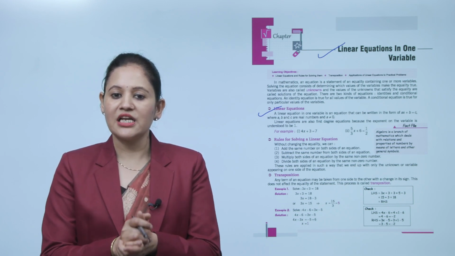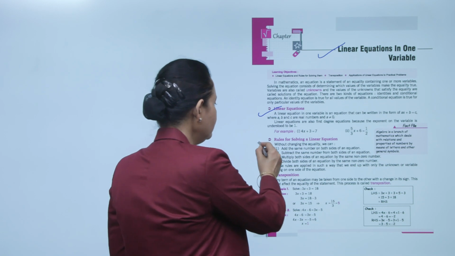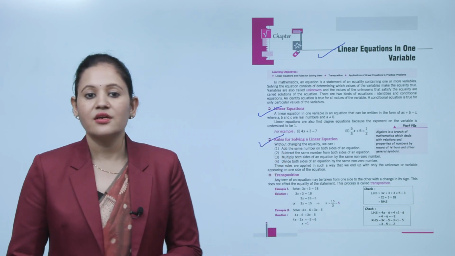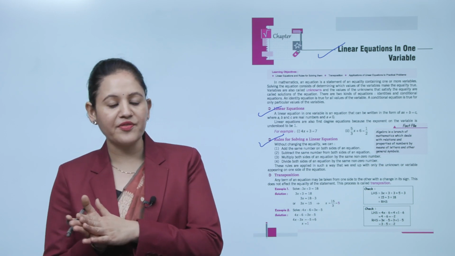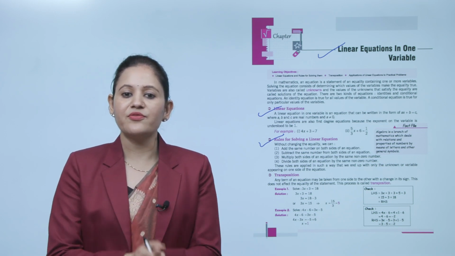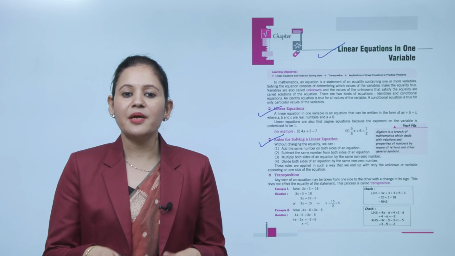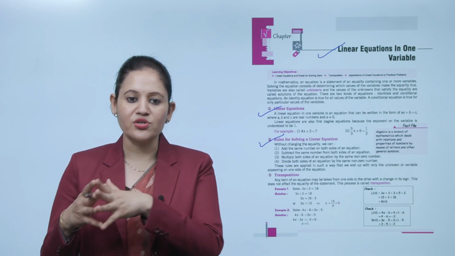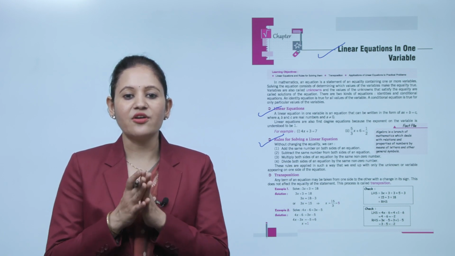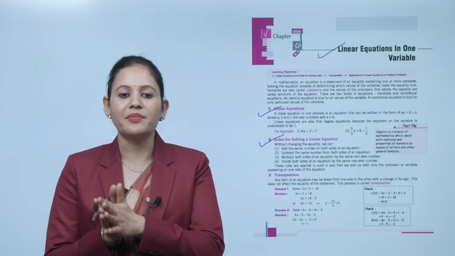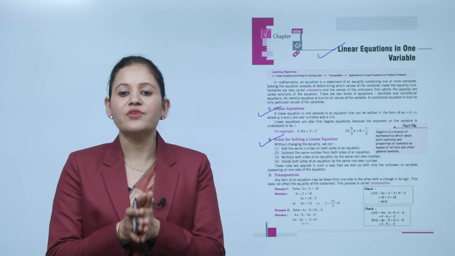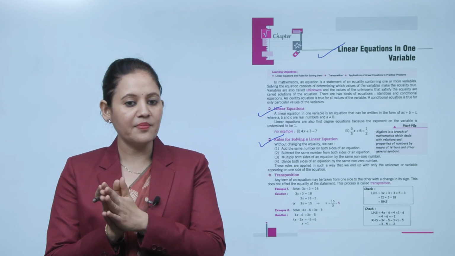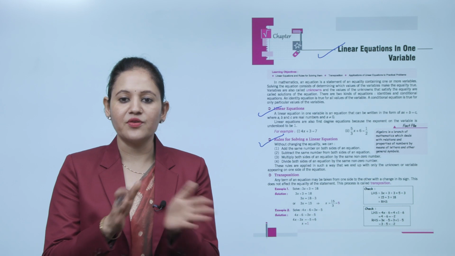Next, rule for solving linear equation. Without changing the equality, we can add the same number on both sides of the equation, subtract the same number from both sides of the equation, multiply both sides of the equation by the same non-zero number, divide both sides of the equation by the same non-zero number. These rules are applied in such a way that we end up with only the unknown or the variable appearing on one side of the equation.